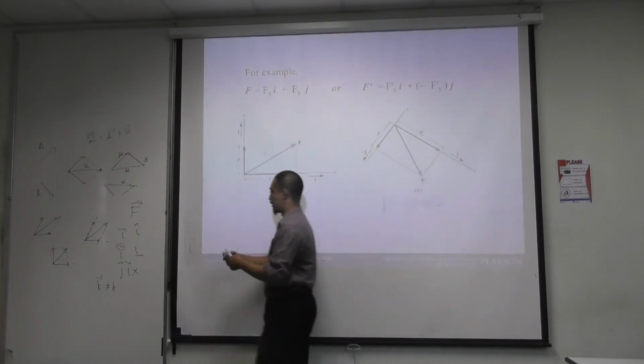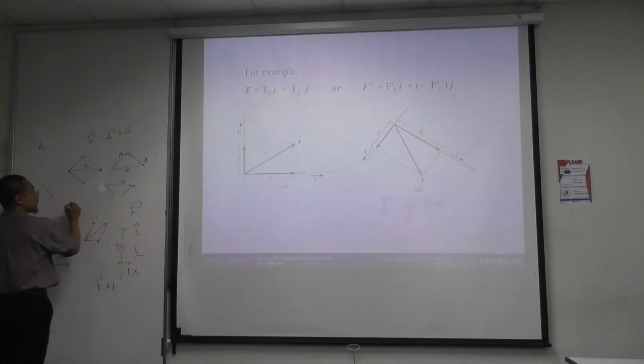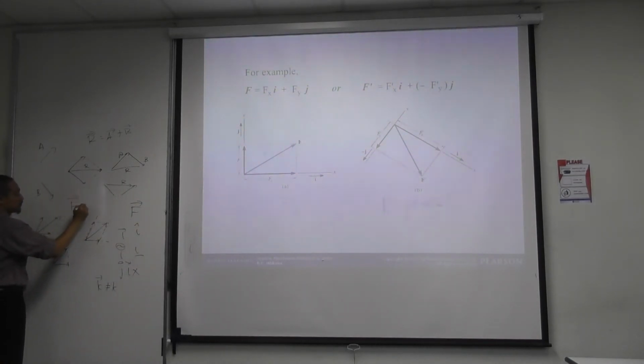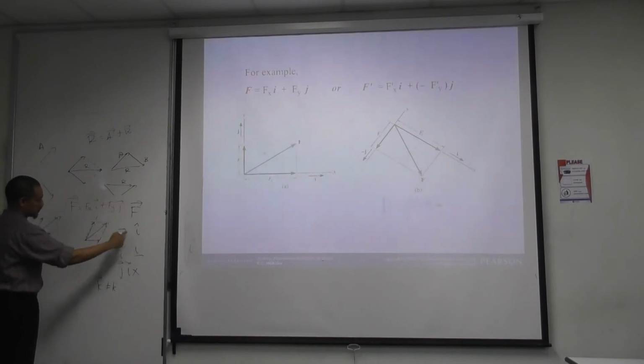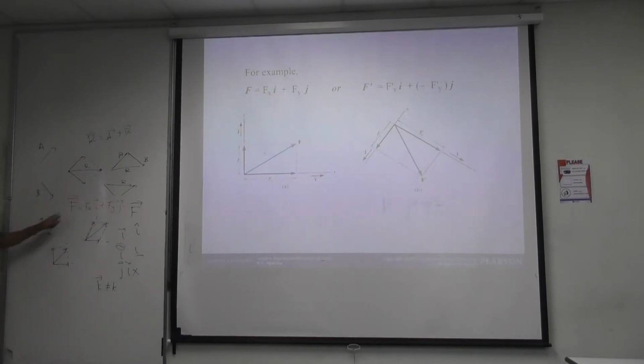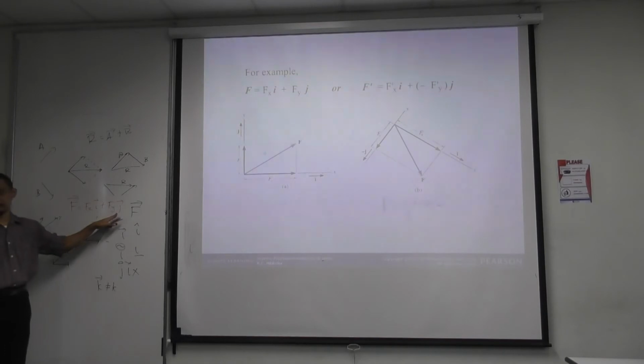So in our case, for example, you can write F equal to Fx i. I don't have a habit of using arrows for everything, so I write like that. But if you write anything, that's okay. So vector, scalar, vector, scalar, vector.